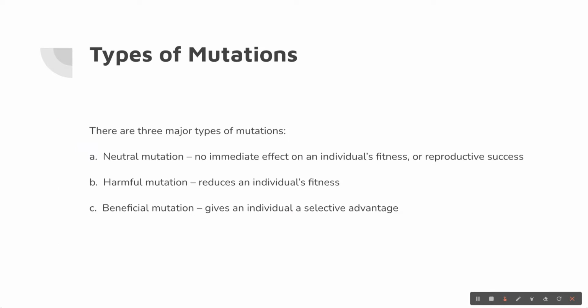Okay. So there's different types of mutations. Something called a neutral mutation, which has no immediate effect on an individual's fitness to survive or reproductive success. They can reproduce, but it doesn't help them later on. Harmful mutations reduce an individual's fitness, so they make them ill or cause them harm, so not physically fit or well. A beneficial mutation gives an individual a selective advantage. So that's what you want, but it doesn't always happen.